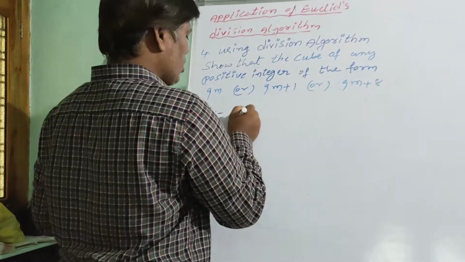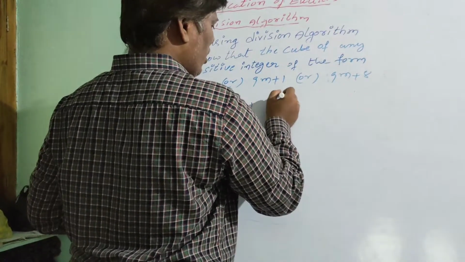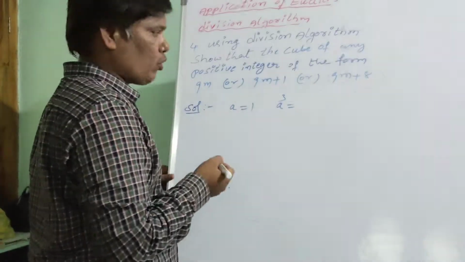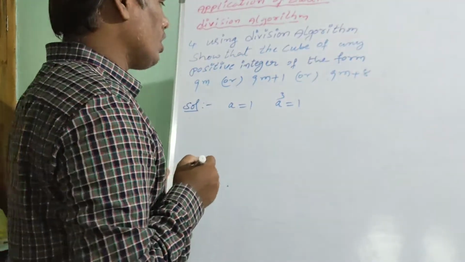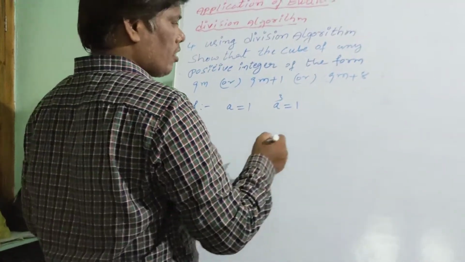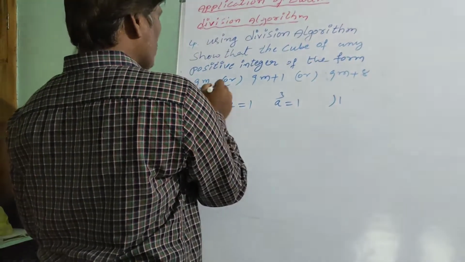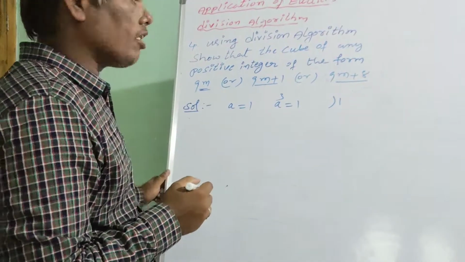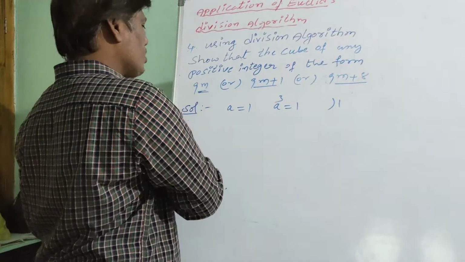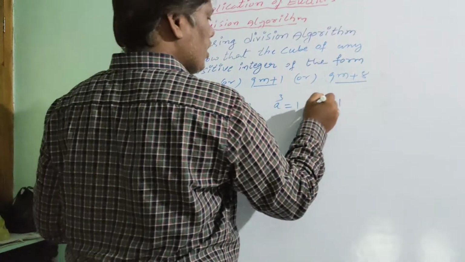Suppose we choose a positive integer a equal to 1, then the cube is a cube. So 1 cube is 1 into 1 into 1, 1 only. In what form is it? Let us check whether it is in the form of 9m or 9m plus 1 or 9m plus 8. Let us choose the divisor 9 and divide this by 9.